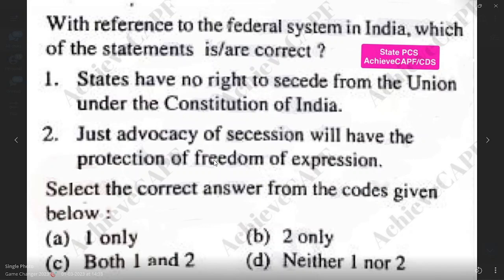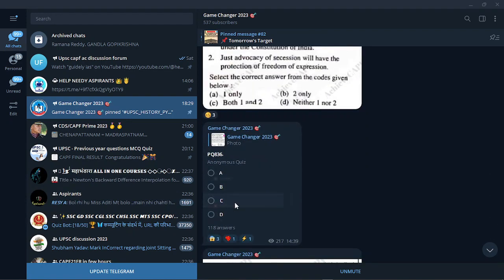Correct. States have no right to secede from the Union under the Constitution of India. Just advocacy of secession will have the protection of freedom of expression. Okay, federal system. States have no right to secede from the Union. Both are correct.